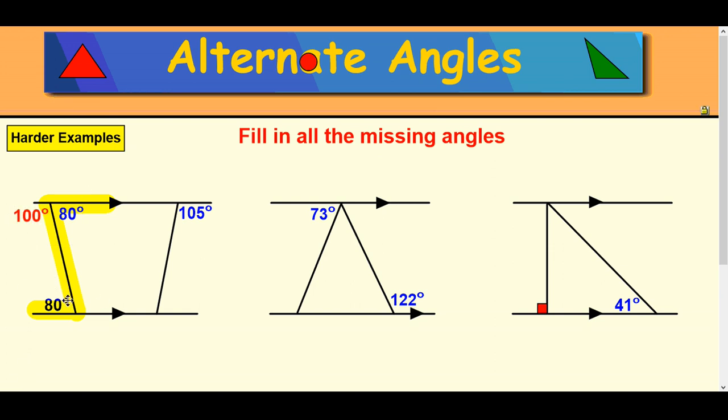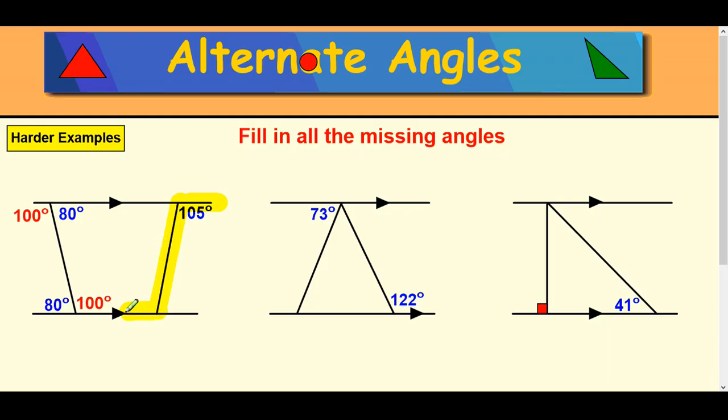And the same thing is going to happen over here. You can look at a Z shape going along, down, along, and that's going to be 100 as well. Okay, let's do the same idea to the other side. So I can see a Z shape here going along, going down, and then along. So what that means is that this, if you like, down here is 105 from that Z shape.